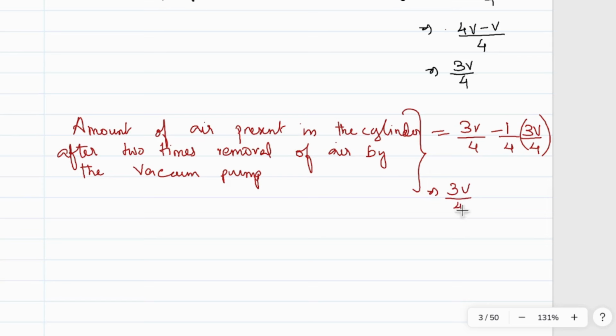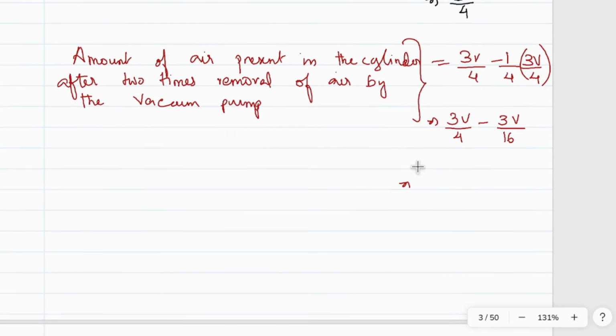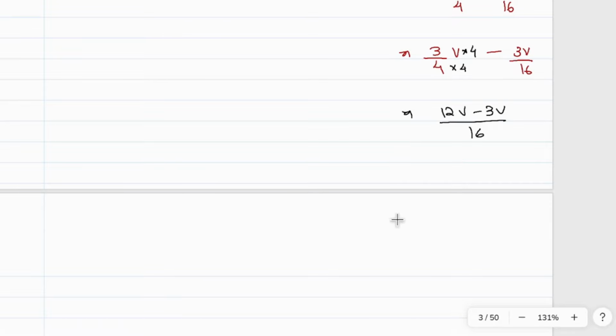That is 3v by 4 minus 3v divided by 4 into 4 is 16. That means what? Here I need to take the LCM again. That is 3 by 4v minus 3v by 16, which means I need to multiply by 4 on both sides. So how much will I get? 4 3s are 12v minus 3v divided by 16, which is equal to how much? 12v minus 3v, which is equal to 9v divided by 16, right?